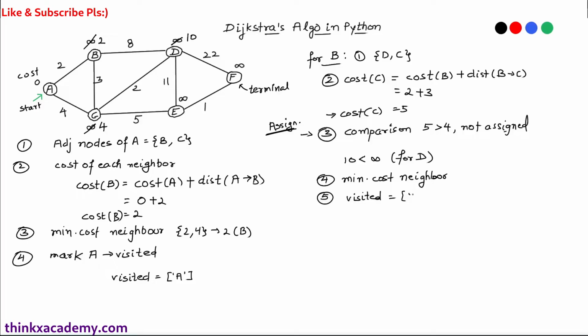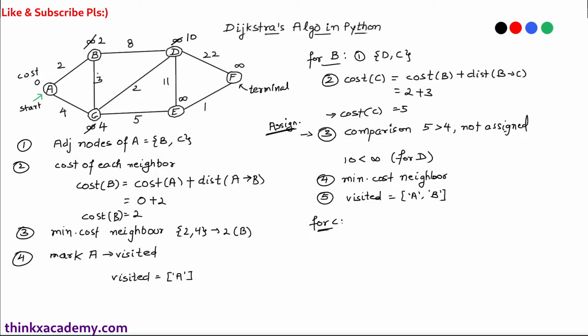So now the visited array already had A, and now we are going to append B to this visited array. And now we have C and D. So now we are going to visit C. For C, I'm again going to follow the same steps. So instead of writing these steps again, I'm just going to follow them.